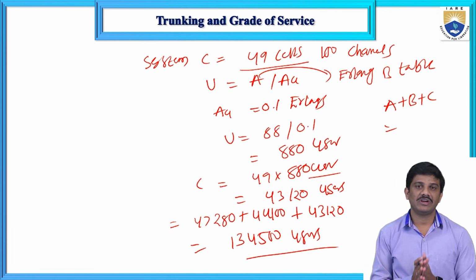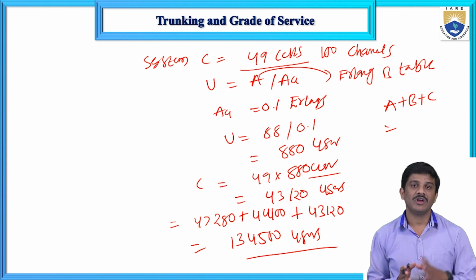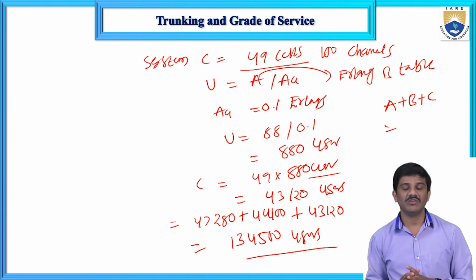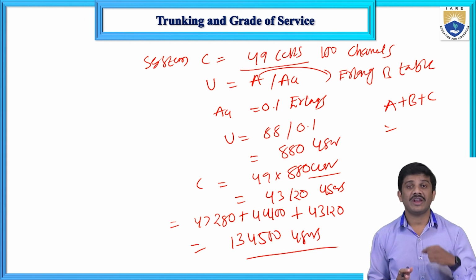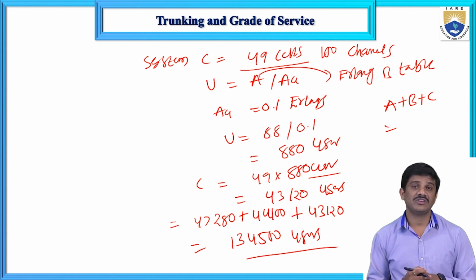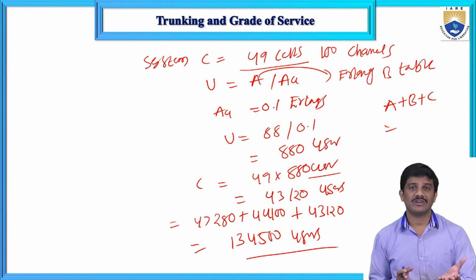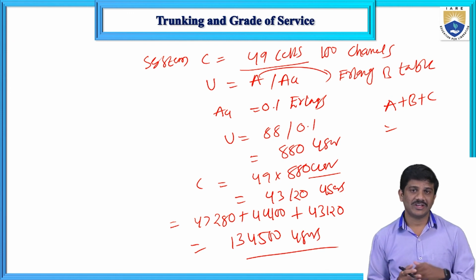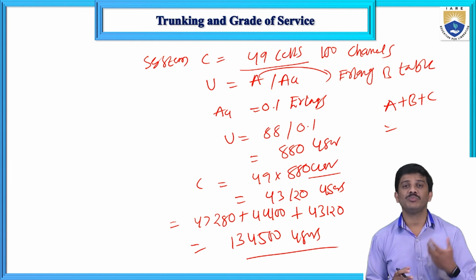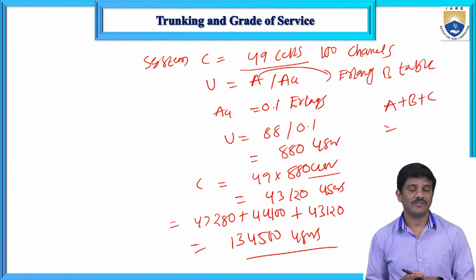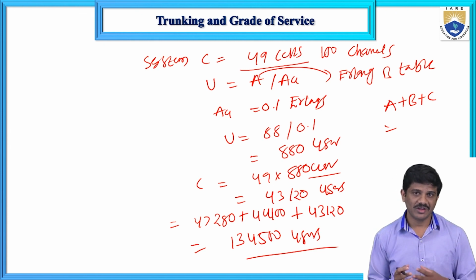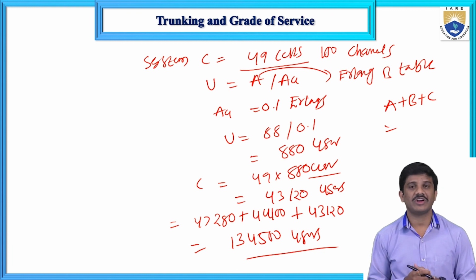What we have done in this session is we found the definition of trunking, the definition of grade of service, the traffic intensity of each user, the traffic intensity of the total number of users, and how many users are supported by the trunk system, that is U equal to A by AU. In the next session we will discuss how we can improve cellular capacity with cell splitting, sectoring, or other frequency reuse.